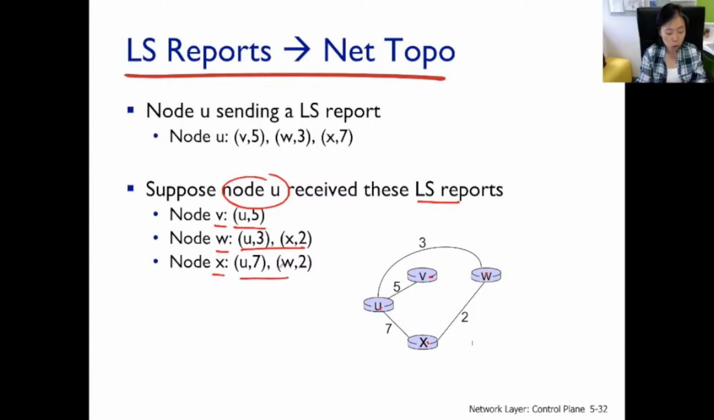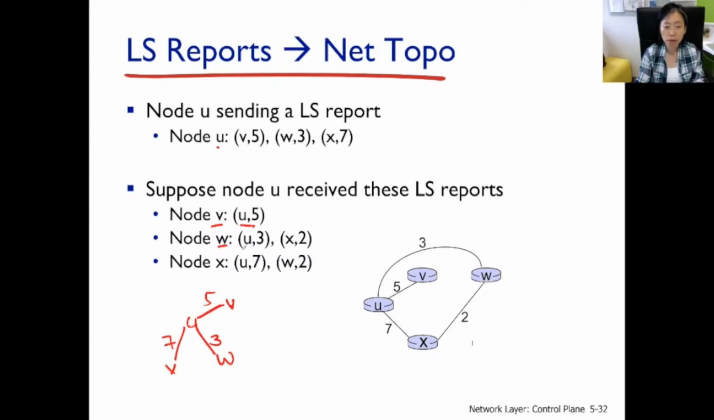The way to restore the network topology is this. Node U knows the local information. It connects to V, it connects to W, it connects to X. Cost is 5, 3, 7. Now, seeing node V's link state report, it knows that V and U are connected. Cost is 5. V, U, I'm U, so I know. And the cost is 5.